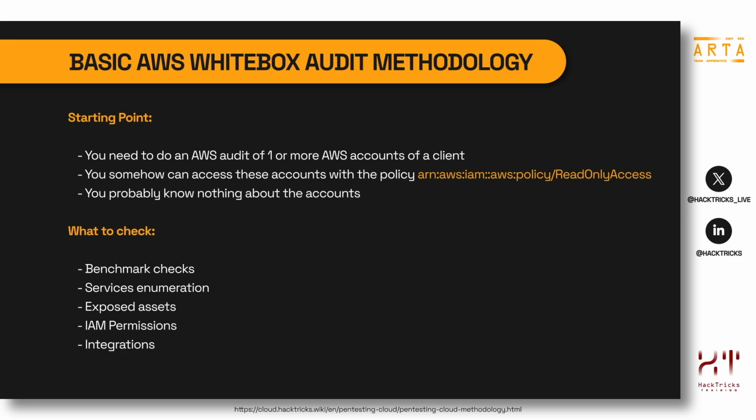Then we have service enumeration. Of course, during the benchmark checks, we have already enumerated a lot of the services, but now that we know which services are going to be used, you can enumerate them more in depth, automatically or manually. So my recommendation, of course, is to continue running some other automatic tools to enumerate services to get as much information as possible about all the services that are being used in the AWS accounts.